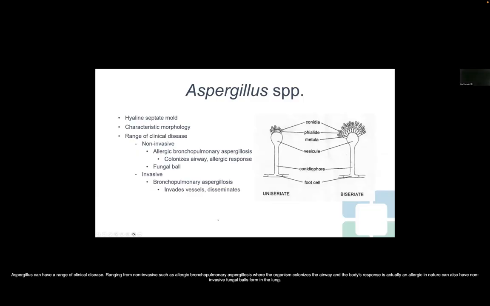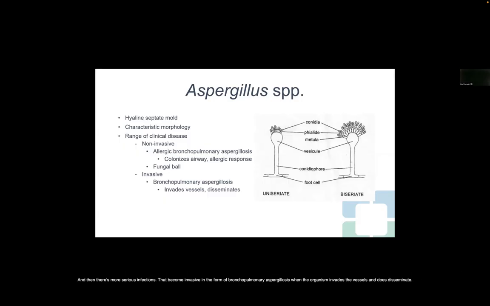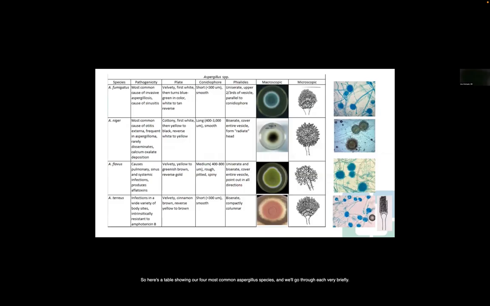Aspergillus can have a range of clinical disease, ranging from non-invasive, such as allergic bronchopulmonary aspergillosis, where the organism colonizes the airway and the body's response is actually allergic in nature. It can also have non-invasive fungal balls form in the lung. And then there's more serious infections that become invasive in the form of invasive pulmonary aspergillosis, when the organism invades the vessels and does disseminate. So here's a table showing our 4 most common Aspergillus species, and we'll go through each very briefly.